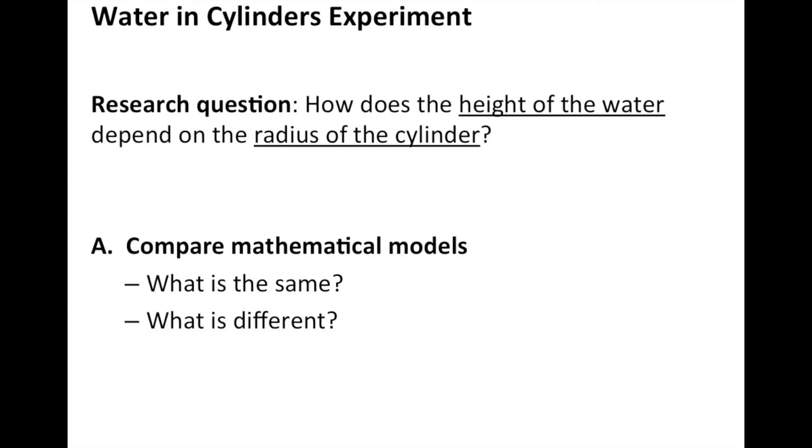The second experiment we reviewed was water in cylinders. Our research question was, how does the height of the water depend on the radius of the cylinder? First, we compared the mathematical models, and we found that everybody had an inverse square relationship between the height and the radius. So height equals some constant divided by the radius squared. But the constants were a little different.